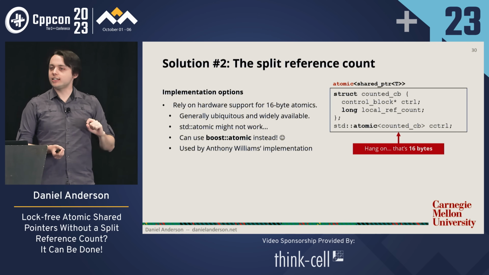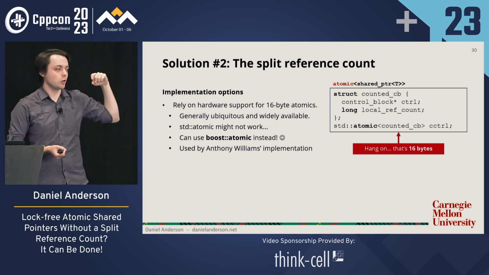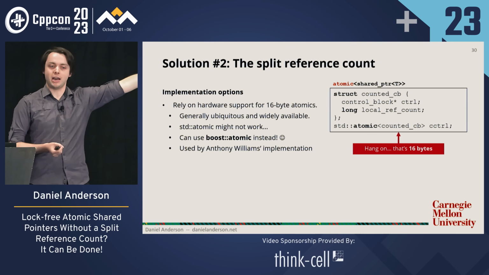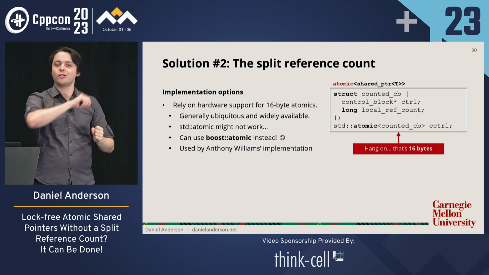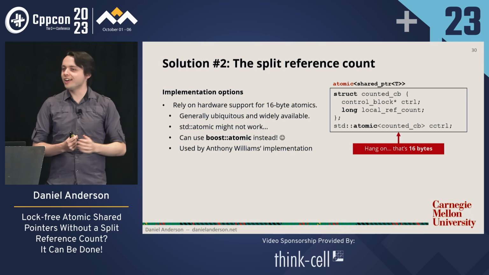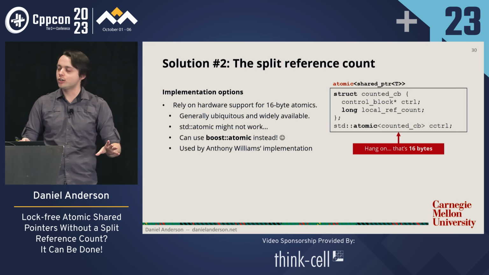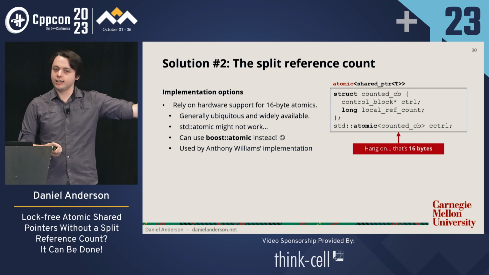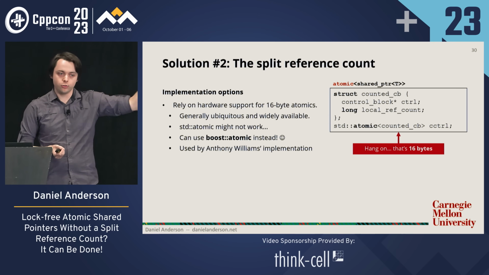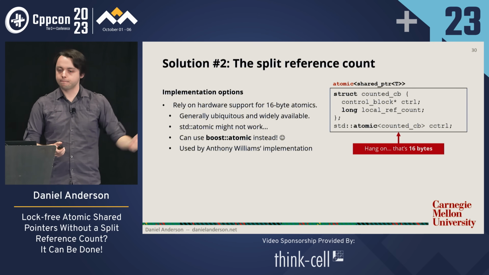So one way you can get around this is to use boost atomic. I got this from someone who commented on Timur's blog. Timur wrote a blog post complaining about this: why can't I use 16-byte atomics even though my hardware supports them? And a friendly commenter said, use boost atomic, it works. So that's the workaround. If you use boost atomic, it will pretty much always use a 16-byte atomic if it's available on your hardware. And this is basically the technique used by Anthony Williams' library. He assumes the hardware has a 16-byte atomic, and so it will use that.